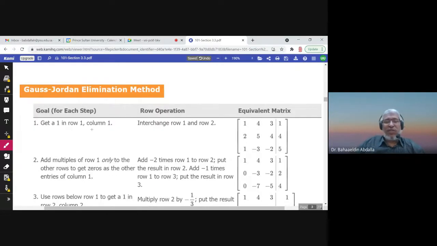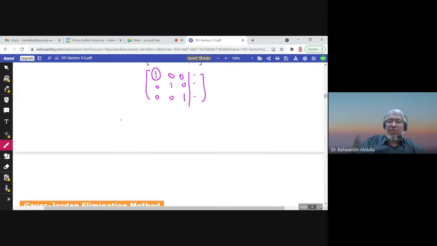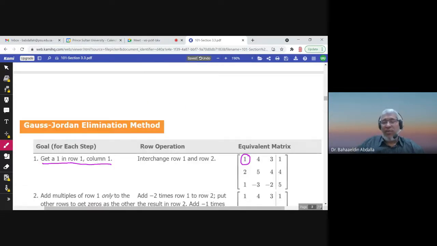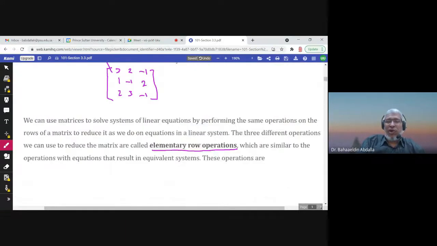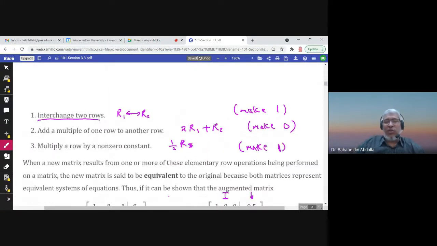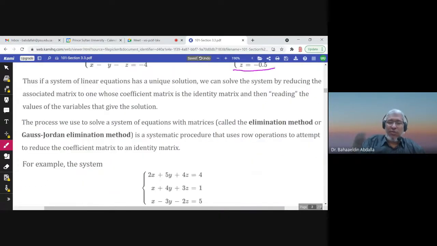So the first step is to get 1 in row 1, column 1. This number must be 1. Okay. Second step, and how to make it 1? Remember how to make it 1? You use either operation 1 or operation 3. You interchange any two rows, or you multiply a row by a non-zero constant.